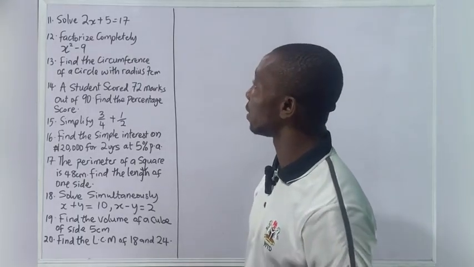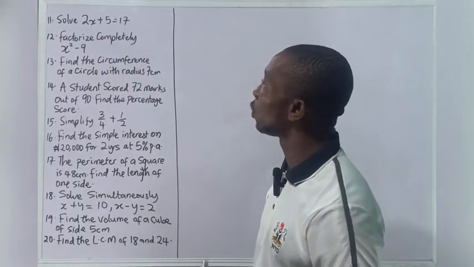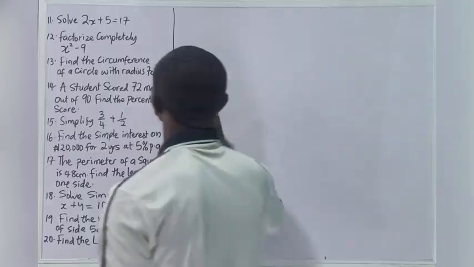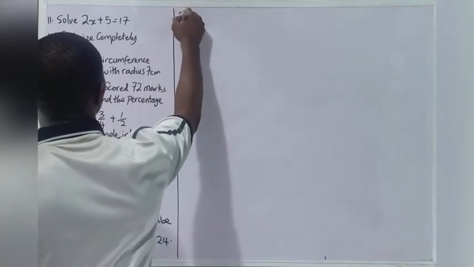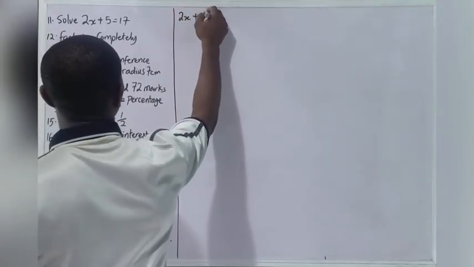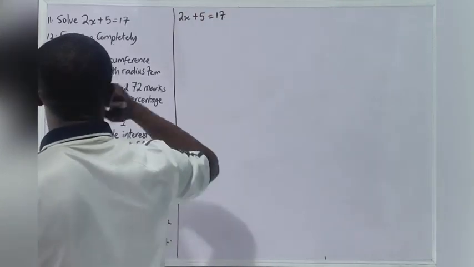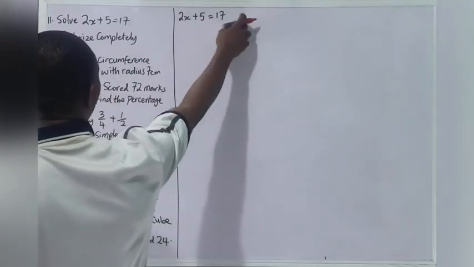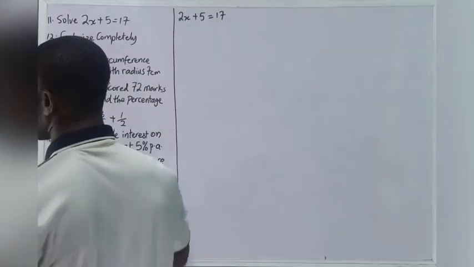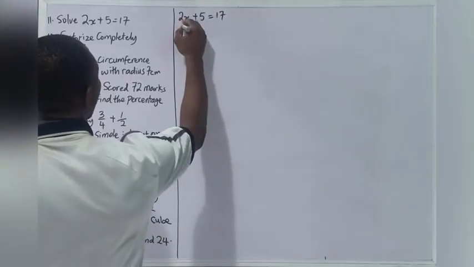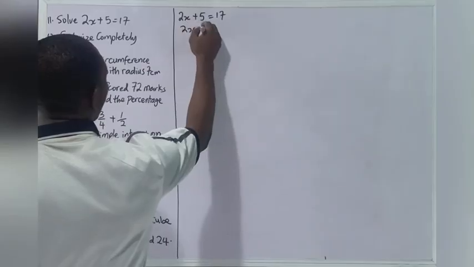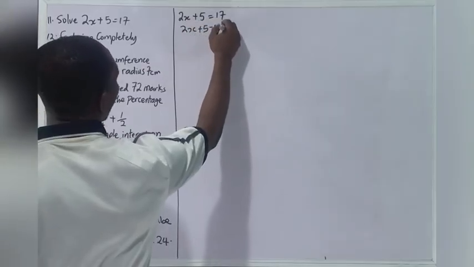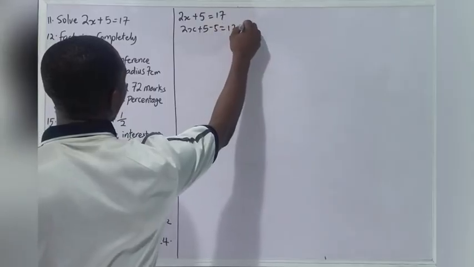Our next question says, solve 2x plus 5 equals 17. Okay, so in solving 2x plus 5 equals 17, we will first of all move our 5 to meet 17. Since it's adding, we do what? Subtract. So this becomes 2x plus 5 minus 5 equals 17 minus 5.